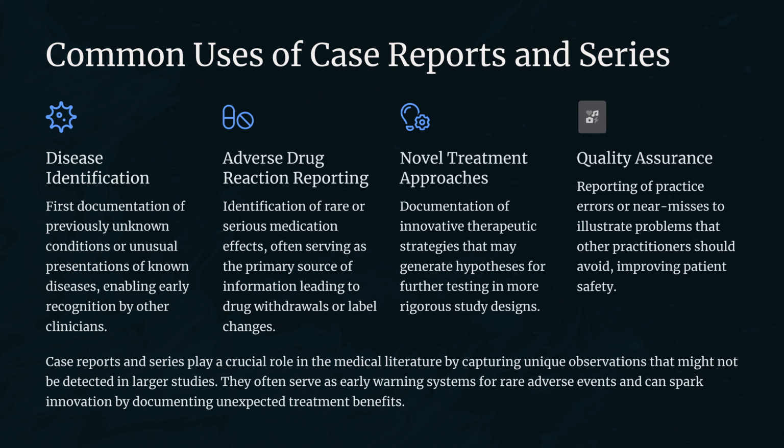So the common uses of case reports and series that we see are for identifying disease states that haven't been identified before, for new or rare serious adverse drug reactions, and that's where you see the Naranjo scale, maybe novel treatment approaches or combination approaches that we haven't seen before, and for quality assurance, so practice errors and things like that that will help improve treatment within hospitals, for example.